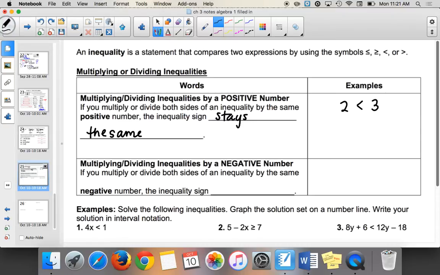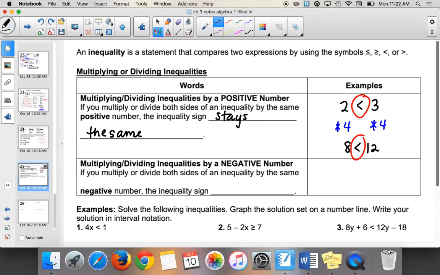All right, so what if I multiply by the same positive number on both sides? What if I multiply by 4 and multiply by 4? What would my new inequality be? 8 is less than 12. Okay, is that true? Is 8 less than 12? Yeah, so the inequality sign was less than before and it stayed less than now.